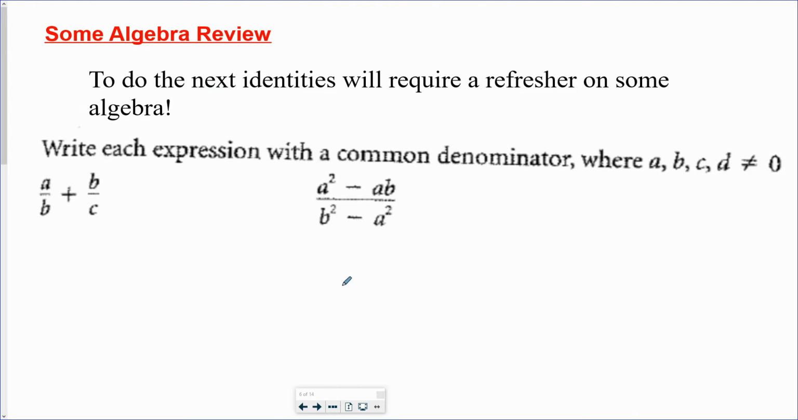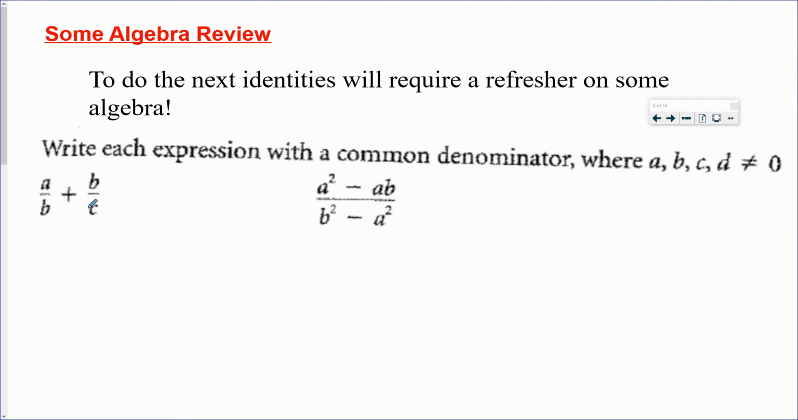Before we go on and do anything else, I am going to do some algebra review with you guys. We're going to be working with a lot of fractions, and those fractions are going to involve the trig ratios. So just in general, let's make sure we're okay working with fractions, and we'll just use letters. It says write each expression with a common denominator, and it's specifying that all these things are not equal to 0. If you want to skip this part of the video, fine. If you think you're very comfortable with this stuff, you might want to check it out. But our goal is to write each thing as just 1 fraction.